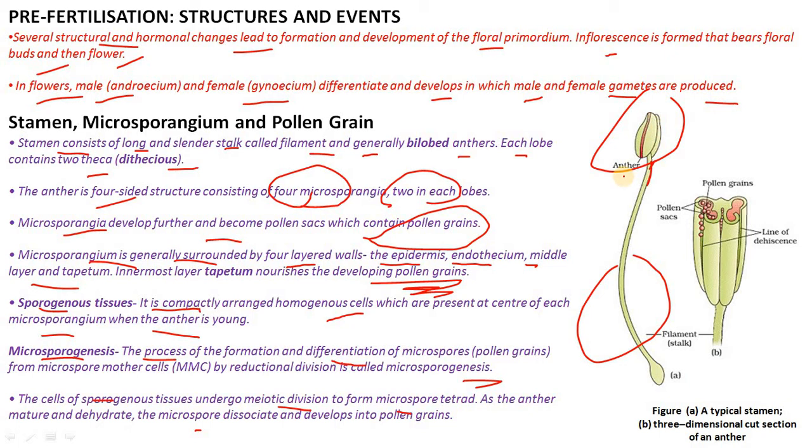The anther is the four-lobed sac-like structure responsible for pollen formation, and the filaments are thread-like structures attached to the anther that keep the anther in place. The transverse section of the anther shows the microsporangia that further form a pollen sac. The pollen sac contains the pollen grains. This is a diagram of a typical stamen and a three-dimensional cut section of an anther.